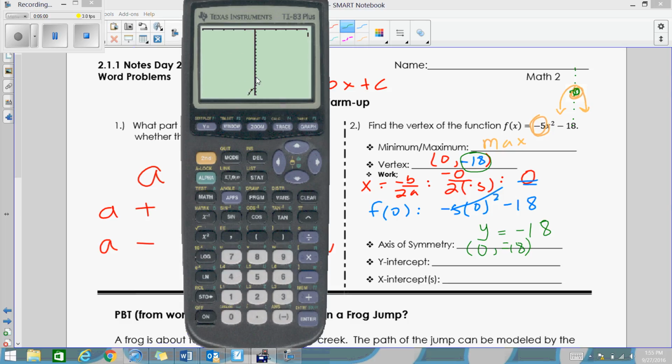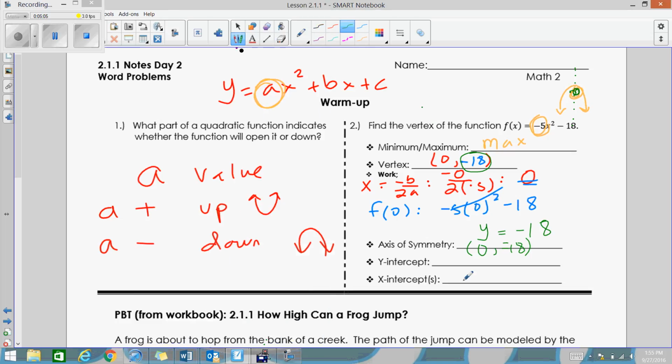So here's our graph. It should be somewhere down here. So now notice, do you see any x-intercepts up here? No. So we would write none. So none. Lovely. All right, so what you should do now is check your answers for homework last night on Google Classroom, but right now we're going to get started on our lesson today.